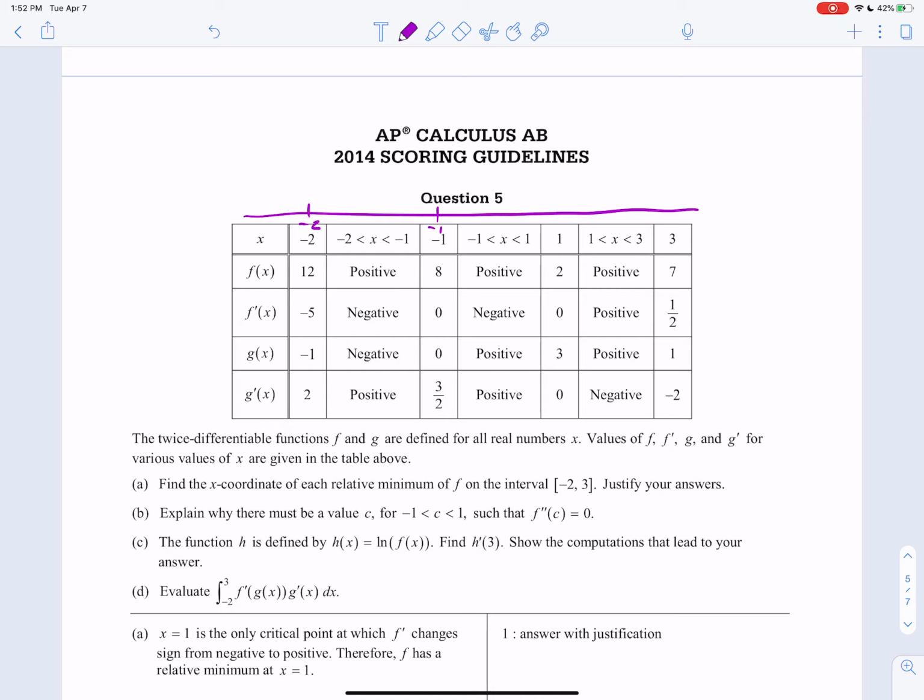-2, -1, 1, and 3. And then they tell you what happens in between each section, okay? And depending on what you're looking at, it'll give you different implications there. So just keep that in mind. I'll show you how we use it in a second.